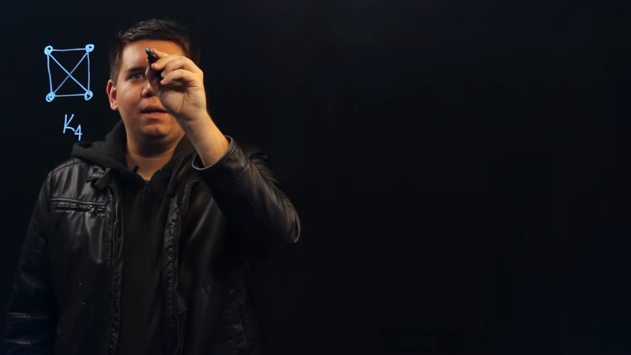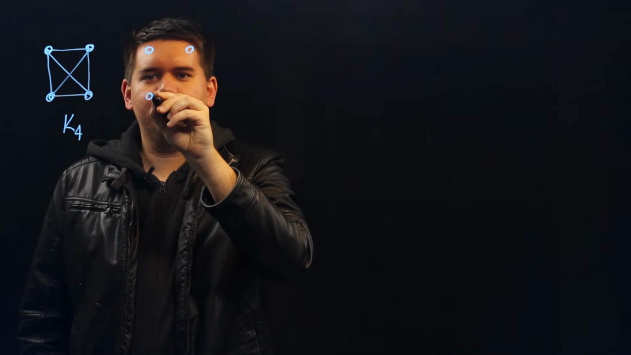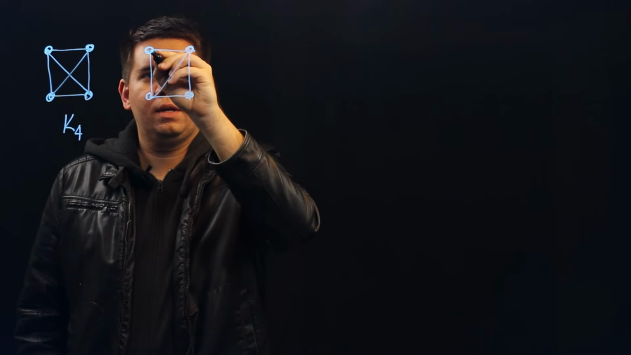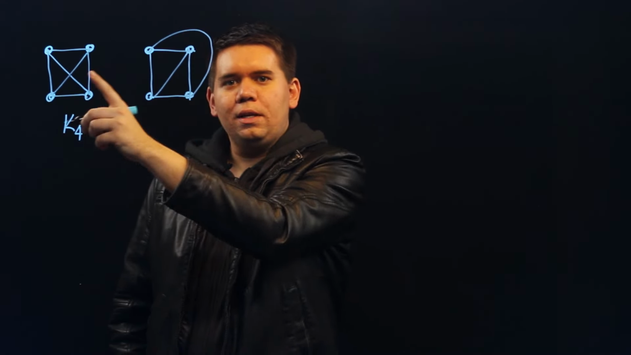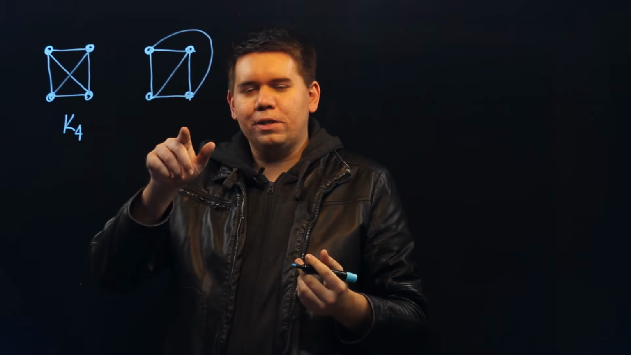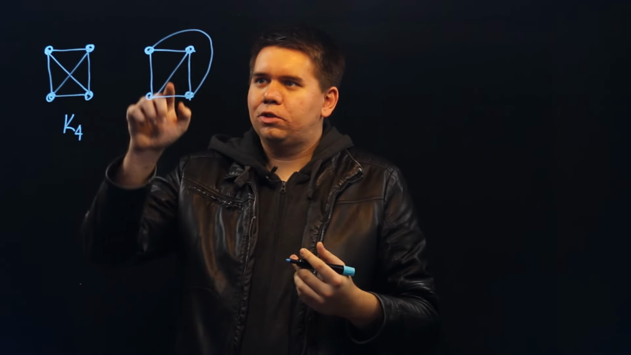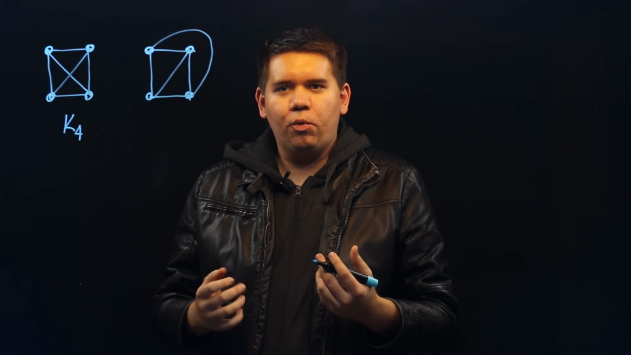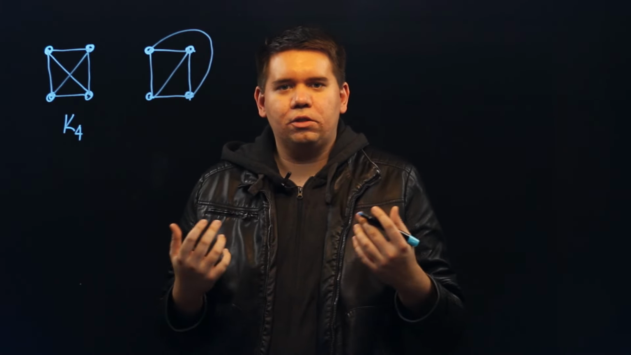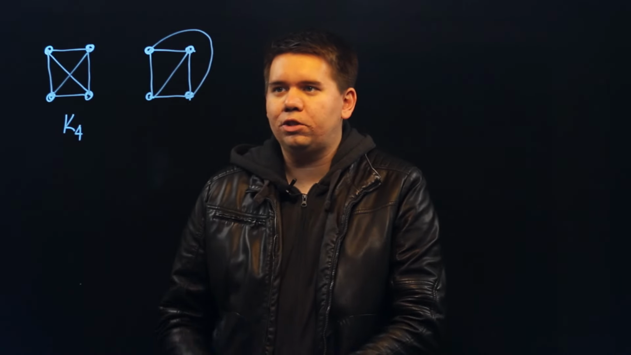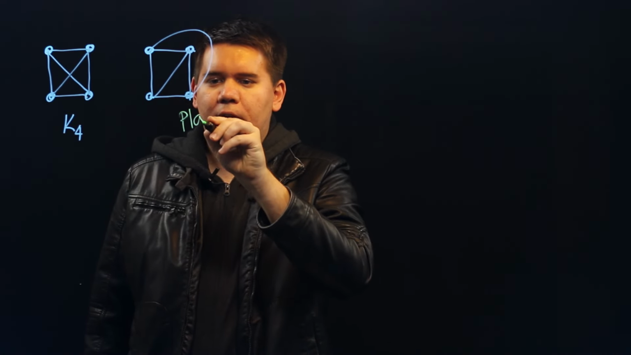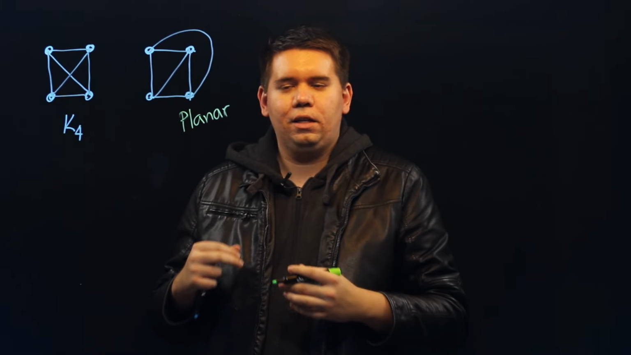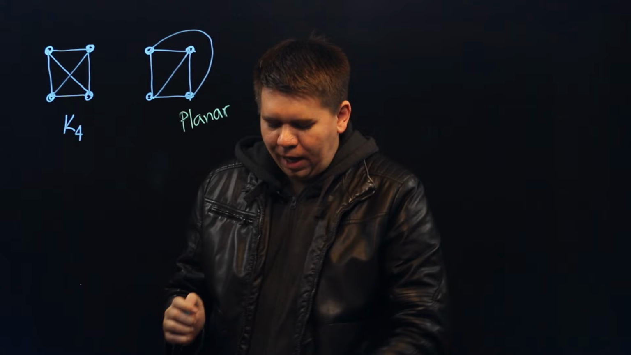Sure it is. Instead, we could have drawn four vertices and connected them like this. Notice these two graphs have all the same information. Four vertices are connected by edges so that each vertex is connected to every other vertex by an edge. We just found a way to draw it so that none of the edges cross each other. We call such a graph planar because you're able to draw the graph in the plane without the edges hitting each other.